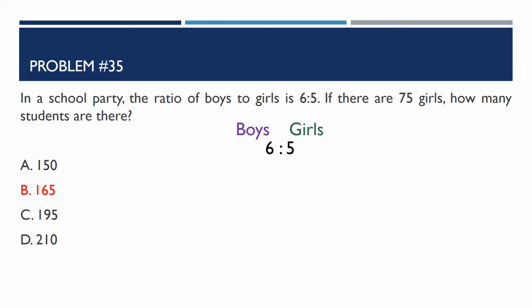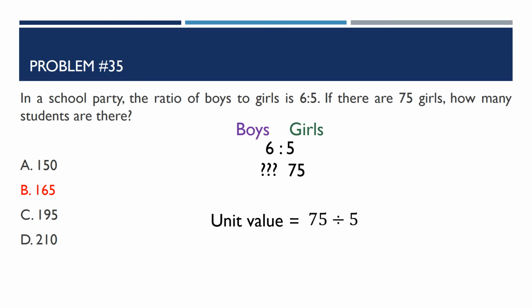And then this 5 units represents the 75 girls. And it's not given for the number of boys. That's why we cannot just simply add the number of boys and girls. But we can solve this problem without getting the number of boys by just getting the unit value. That means how many students are represented by each unit in the ratio. So let's find the unit value.